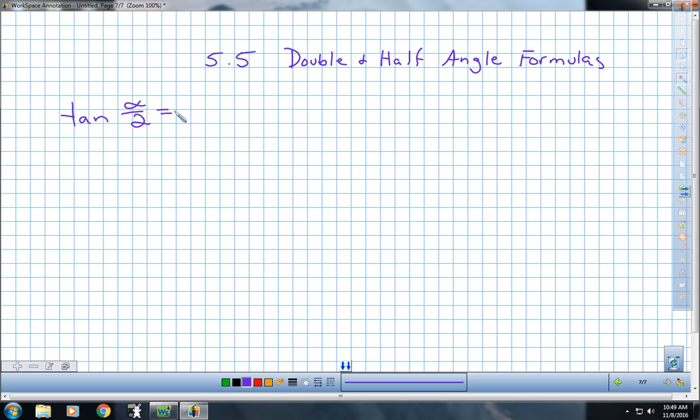Rather than use the one they gave us, we're going to use this: 1 minus cosine alpha over sine alpha. And there's actually another version of it that you can use too. That is plus or minus, sine alpha over 1 plus cosine alpha. So you can even cross out the one that they gave you.